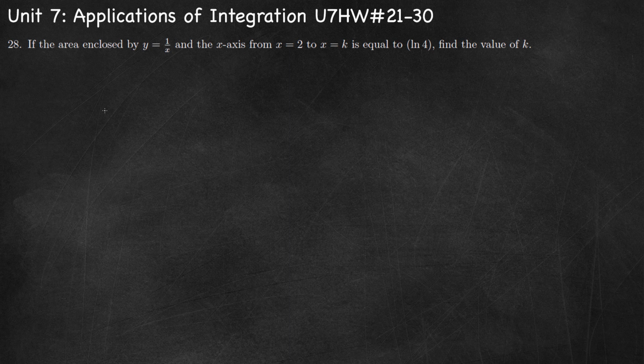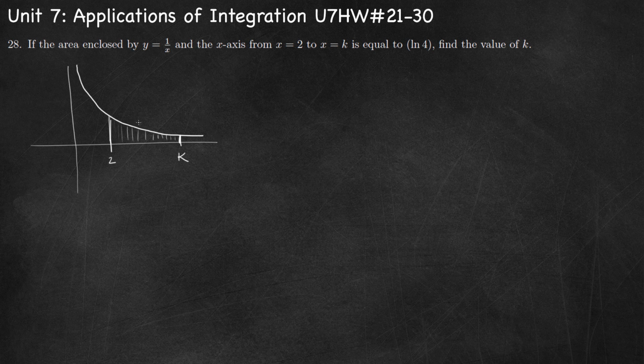28. If the area enclosed by y equals 1 over x and the x-axis from x equals 2 to x equals k is equal to ln 4, find the value of k. Okay, we're not given a graph here, but we can find it. The graph of y equals 1 over x looks something like this in quadrant 1. And so we want the area enclosed by this function and the x-axis from 2, which is over here somewhere, to k. So we'll put k just over here. That area of that region, so here's our region right here, is equal to ln 4.